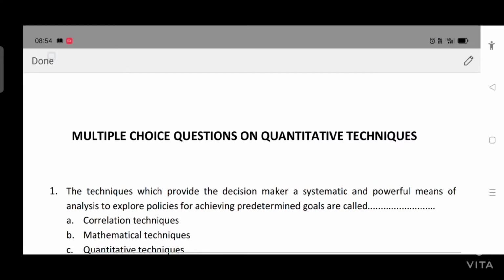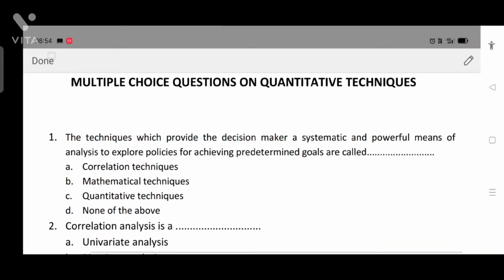Data mining subject with subtopic of multiple choice questions and quantitative technique. We are seeing 134 questions and answers. This is very important for the data mining subject. TRB, PGTRB, SLET, NET. These are all very useful for these MCQ questions.